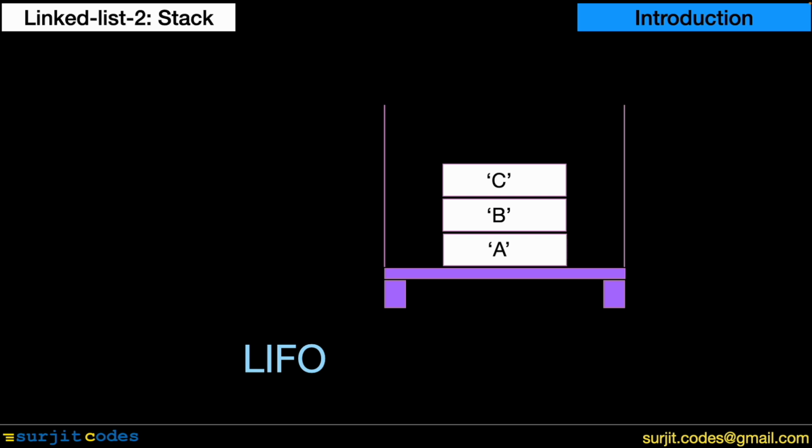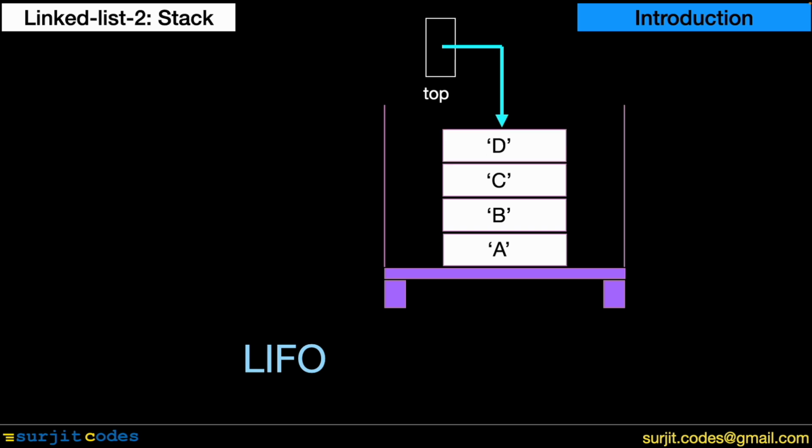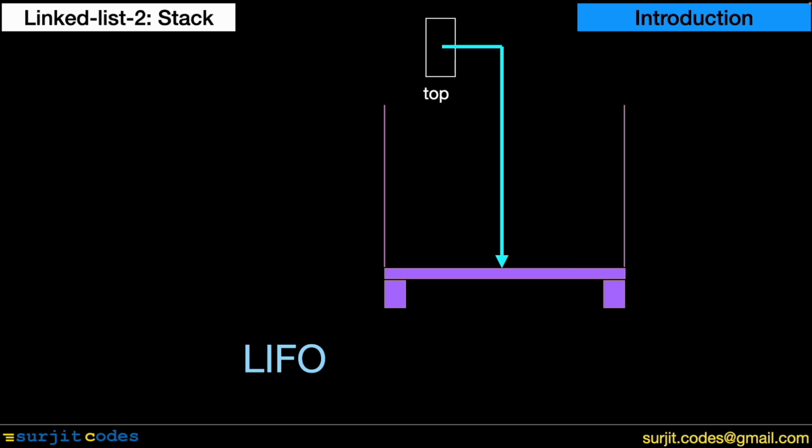So for stacks we require only one pointer, that is the top of the stack. Push adds an item at the top of the stack while pop removes the item present at the top. Another pop on this stack removes C. Two more pop operations remove B and A. Stack is now empty. One more pop on this stack will return none.